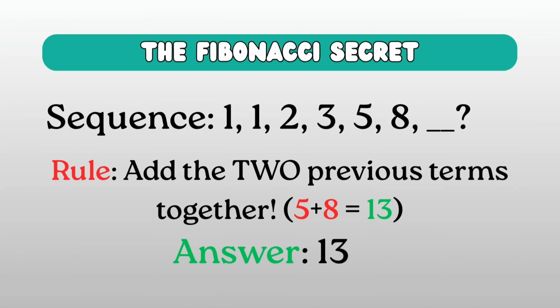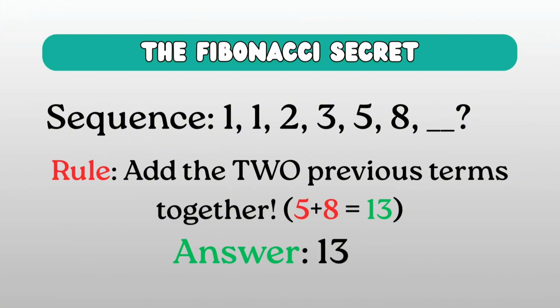Let me show you. What is 1 plus 1? It is 2. Now, let's look at the next pair. What is 1 plus 2? It's 3. Let's keep going. 2 plus 3 is 5. And 3 plus 5 is 8. Do you see the pattern now? You are just adding the two numbers right behind the one you want.